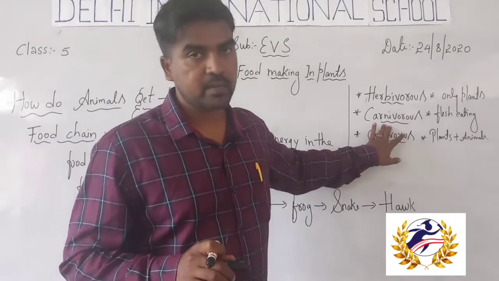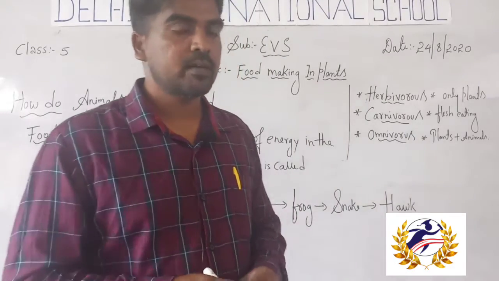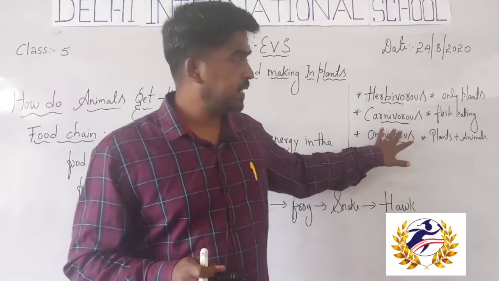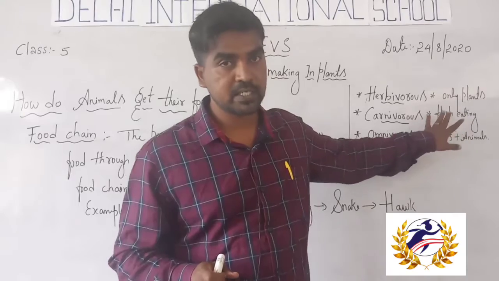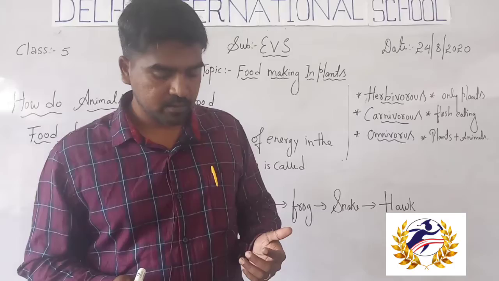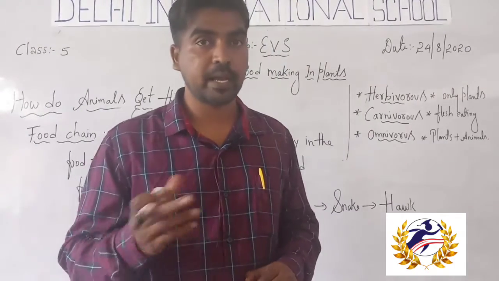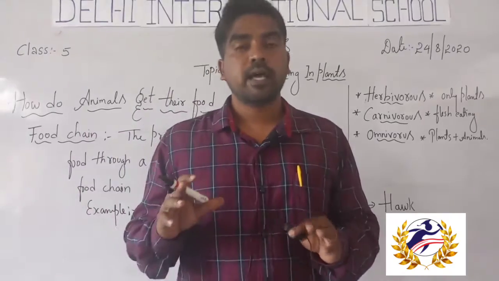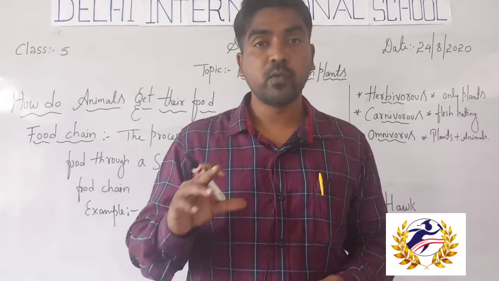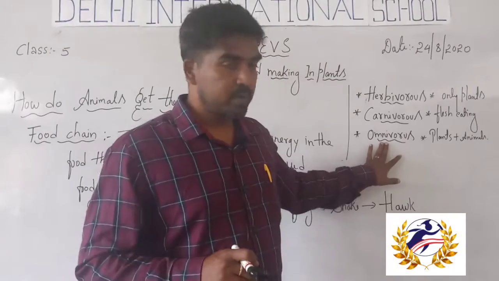Carnivorous animals are like lion, tiger, leopard, crocodile. These animals are carnivorous. They eat only flesh. They fulfill their stomach by hunting or prey. Prey means an animal hunts another animal for food. Such types of animals are known as carnivorous.